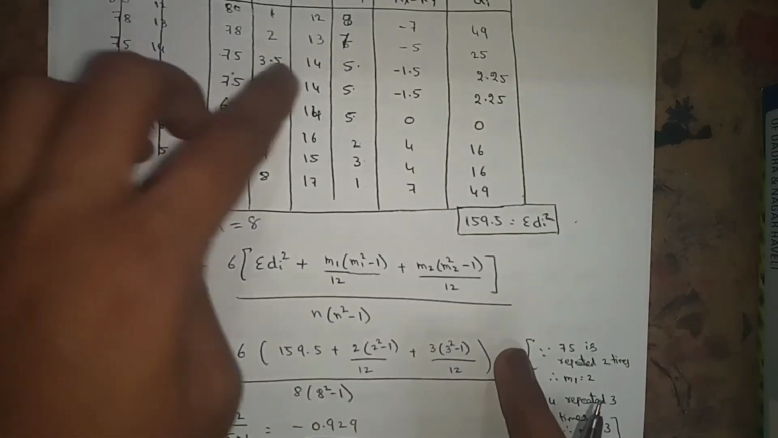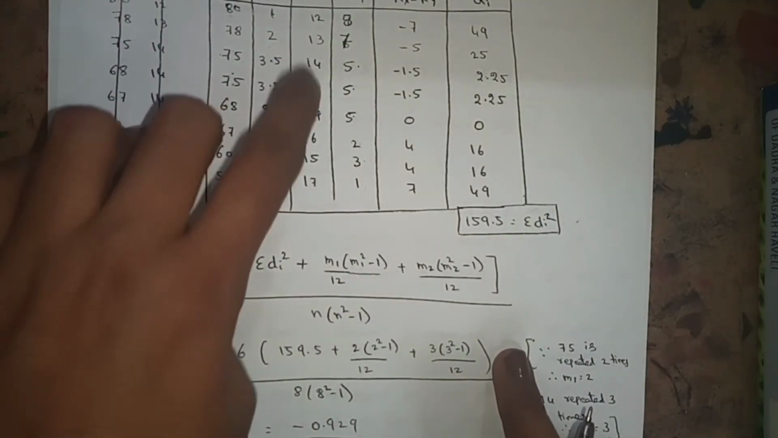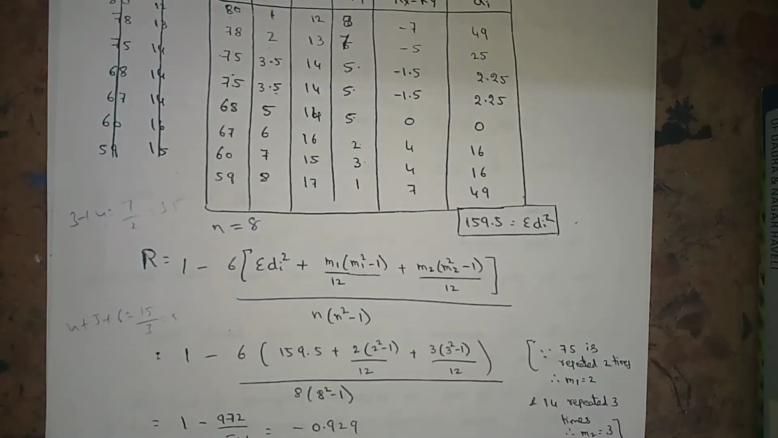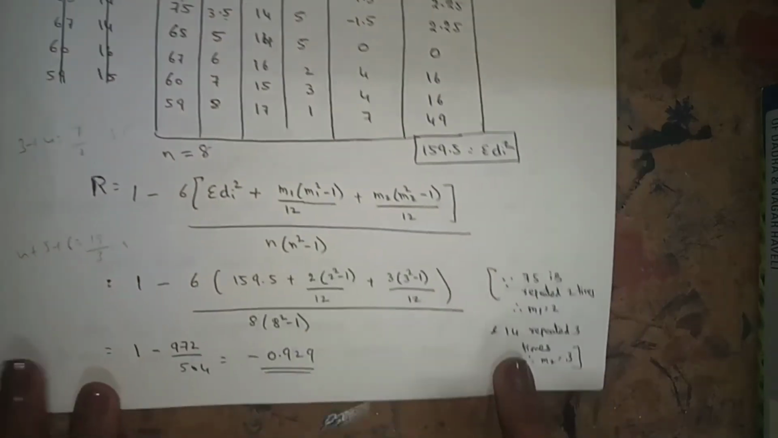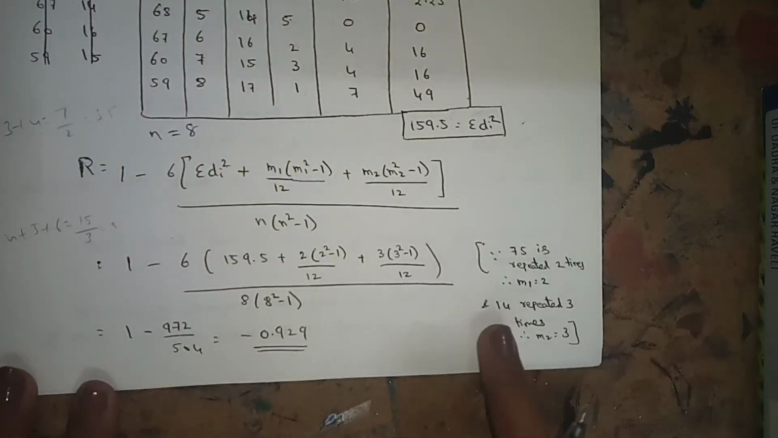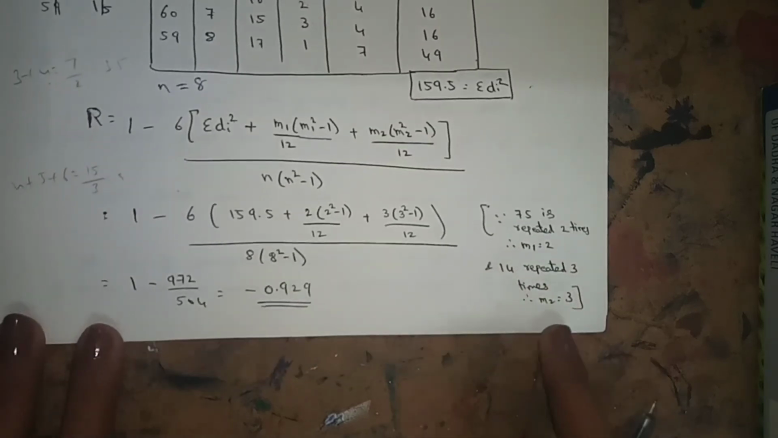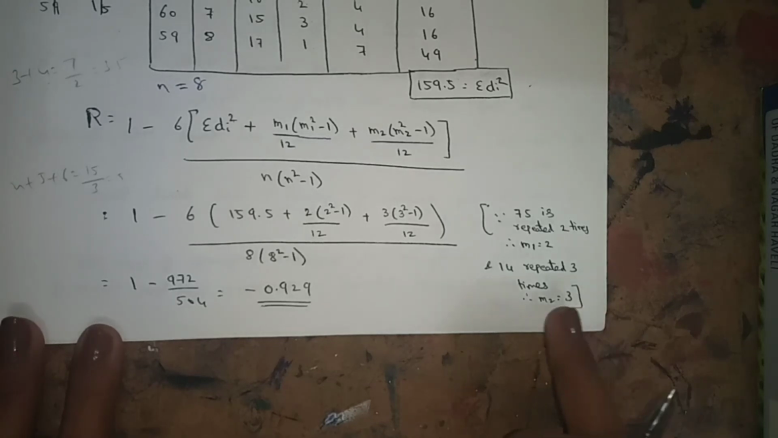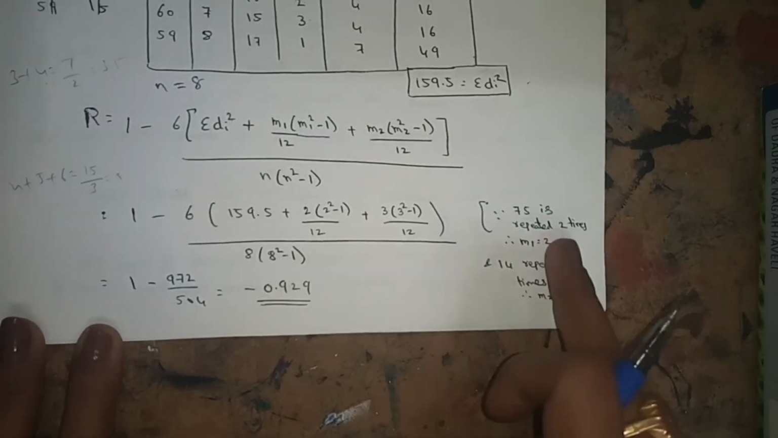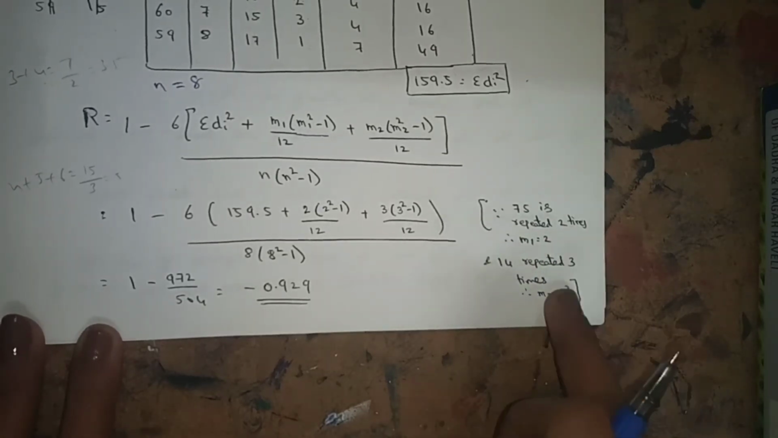Again the repeated item is 14, 14, 14. Repeated how many times? 3 times. 14 is repeated in Y data thrice. That's why M2 is equal to 3. M1 is equal to 2. M2 is equal to 3.